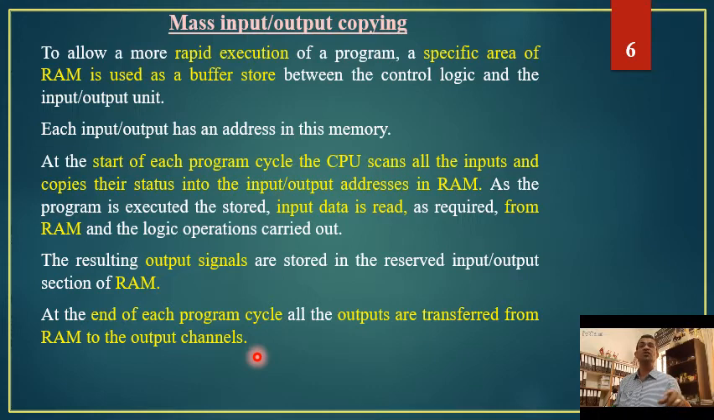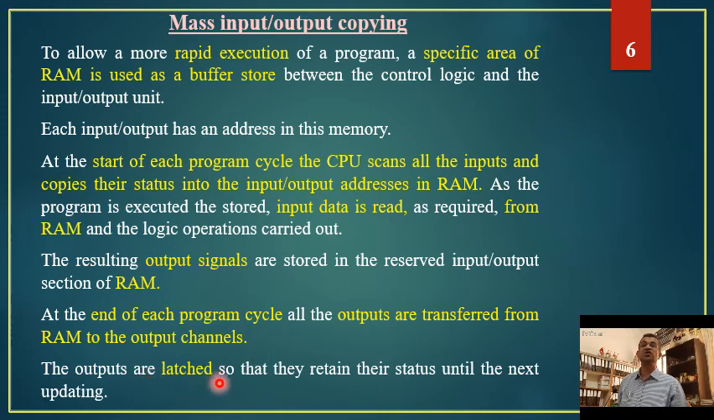Once one complete program cycle is over, then the output that is been stored in the buffer of the RAM is transferred to the output channel, and that output is utilized for doing actuation job. The outputs are latched so that they retain their status until the next update. Right? So once this cycle is over, then the second cycle starts with the inputs coming from the sensors.